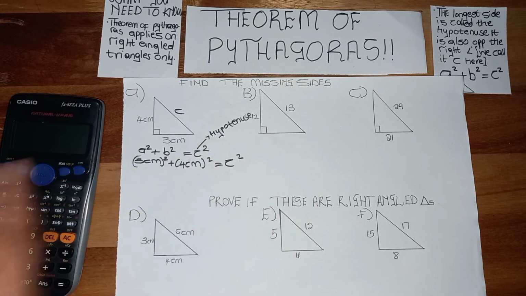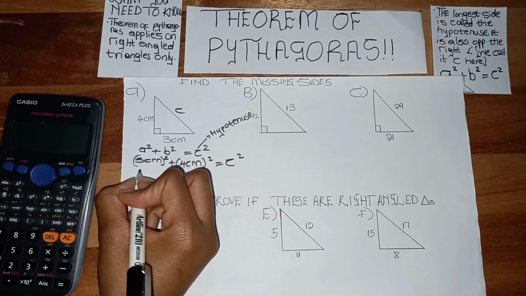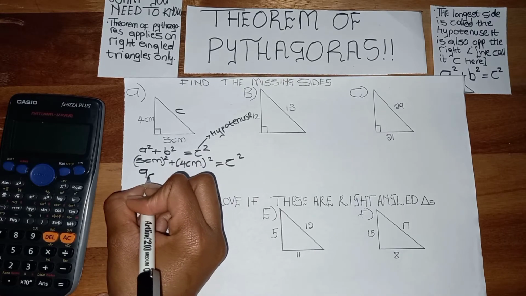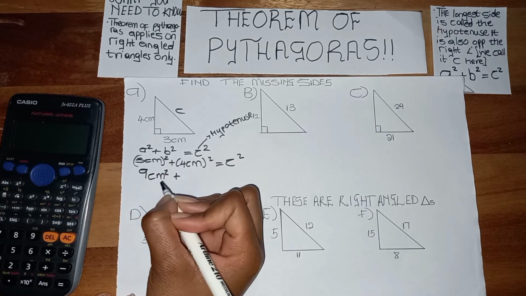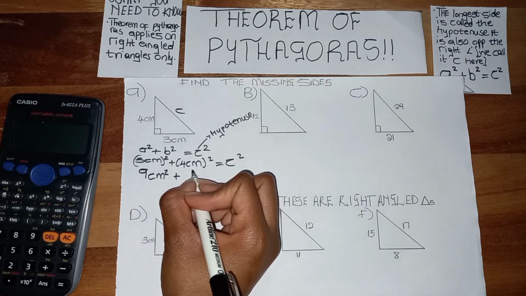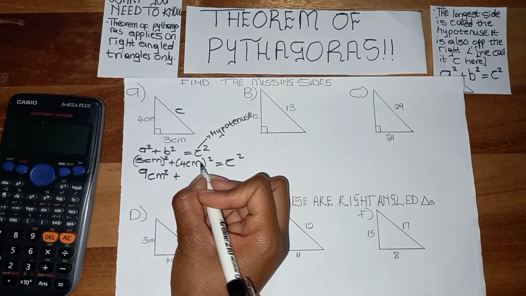You will see as we carry on. So 3 centimeters squared equals 9 centimeters squared, plus 4 centimeters squared. When a number is squared, it tells us how many times the number has to be multiplied by itself.